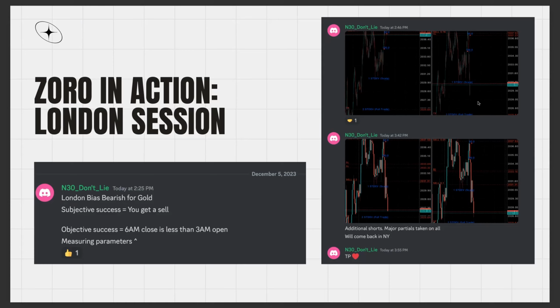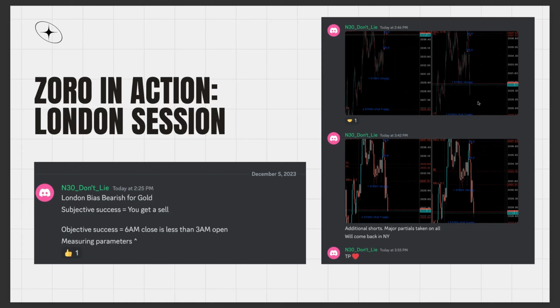Now, if you choose to look at this in an objective manner, you'd say, okay, if I'm starting to trade from 3 a.m. Eastern Standard Time, I want to see if the 6 a.m. close is below the 3 a.m. EST opening price, because that tells me that between 3 and 6, it was indeed bearish. The candle indeed closed bearish, right? So you can look at it from a subjective manner, and you can also look at it from an objective manner.